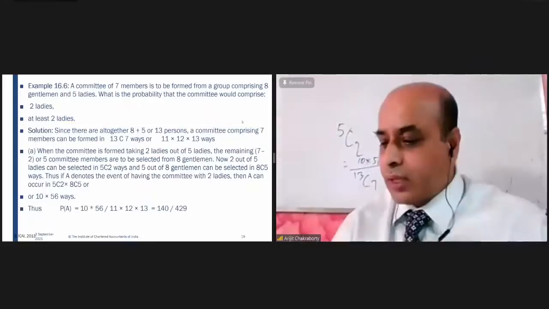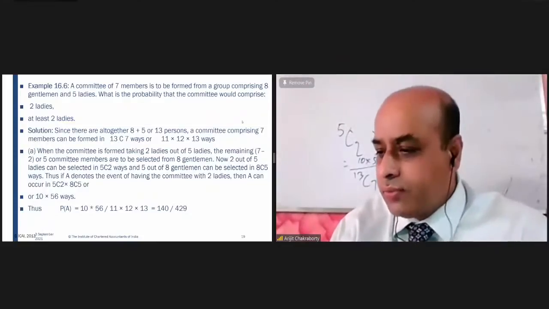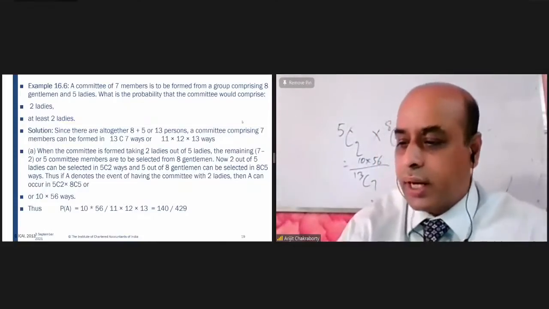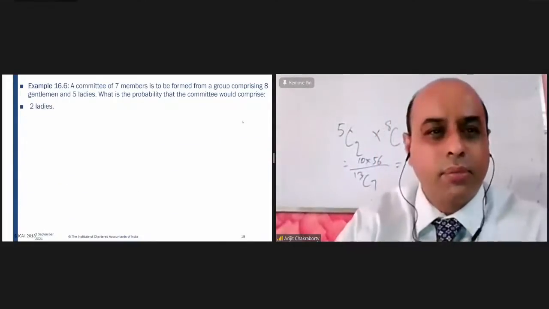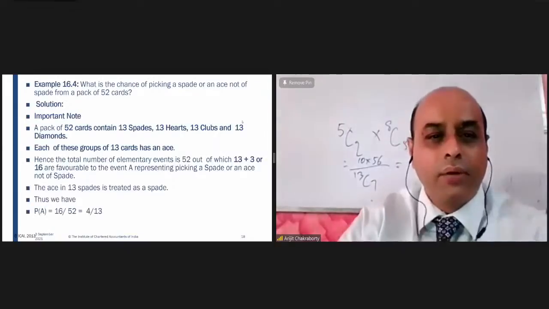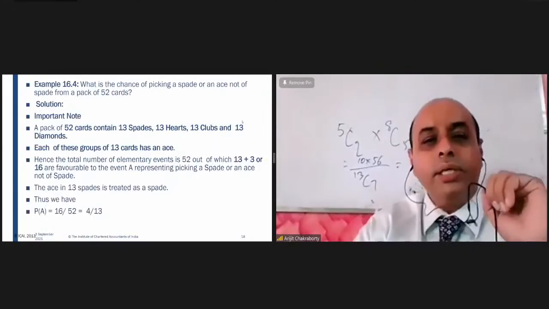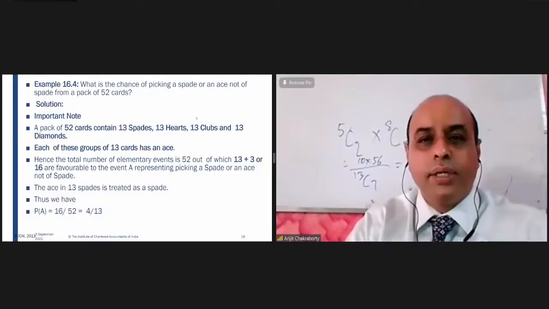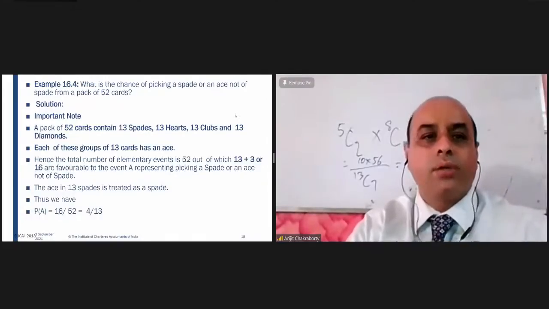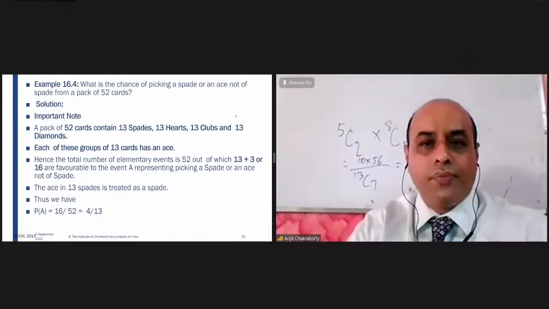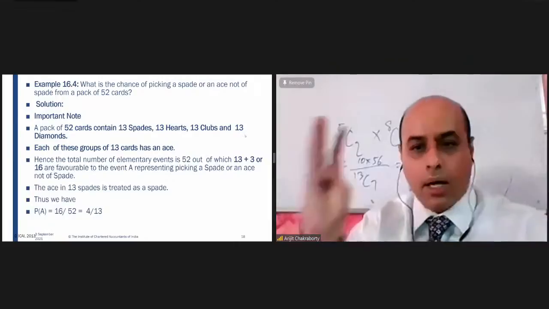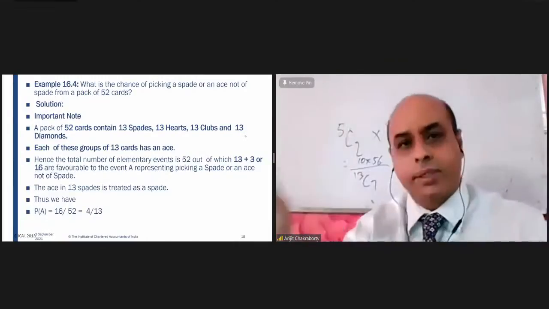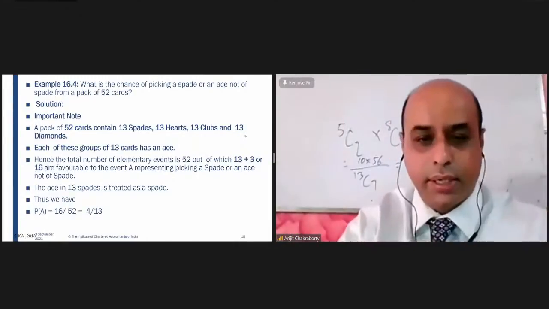Okay. Yeah, in the last question, Vishnu Dev is asking why 3 is added. I think in that card problem, let me go back. Now in the card problem, the 3 is added because the question was, what is the chance of picking a spade or an ace not of a spade? So the ace can be from the hearts, it can be from the club, or it can be from the diamond. So 3 cases, that is why plus 3 is added.